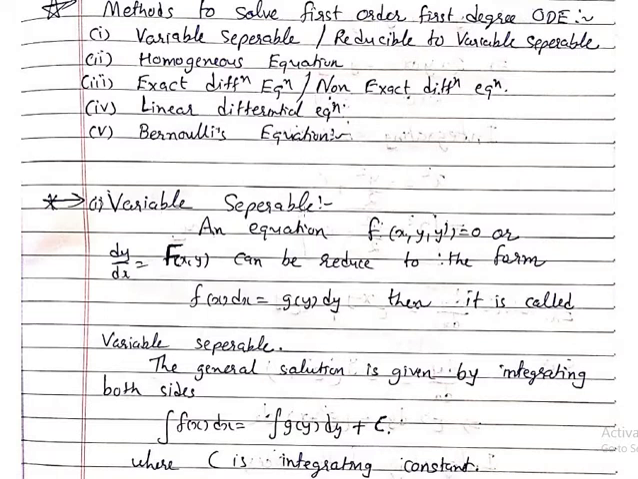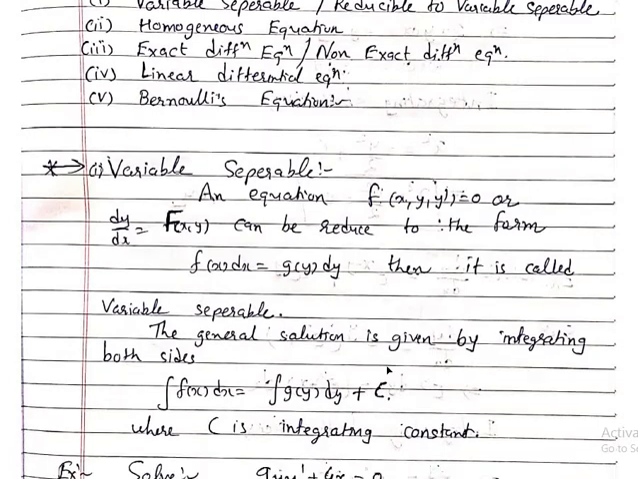The first one is variable separable. An equation f(x, y dash) is equal to 0, or dy by dx is equal to capital F of x, y, can be reduced in the form of, that means if you have been given any first order first degree equation and it can be reduced in the form of f(x) dx is equal to g(y) dy, that means the terms of x with dx and the terms of y with dy, then it is called a variable separable form. Now if it is variable separable form, then the general solution is given by simply integrating both sides. That will give you the general solution.